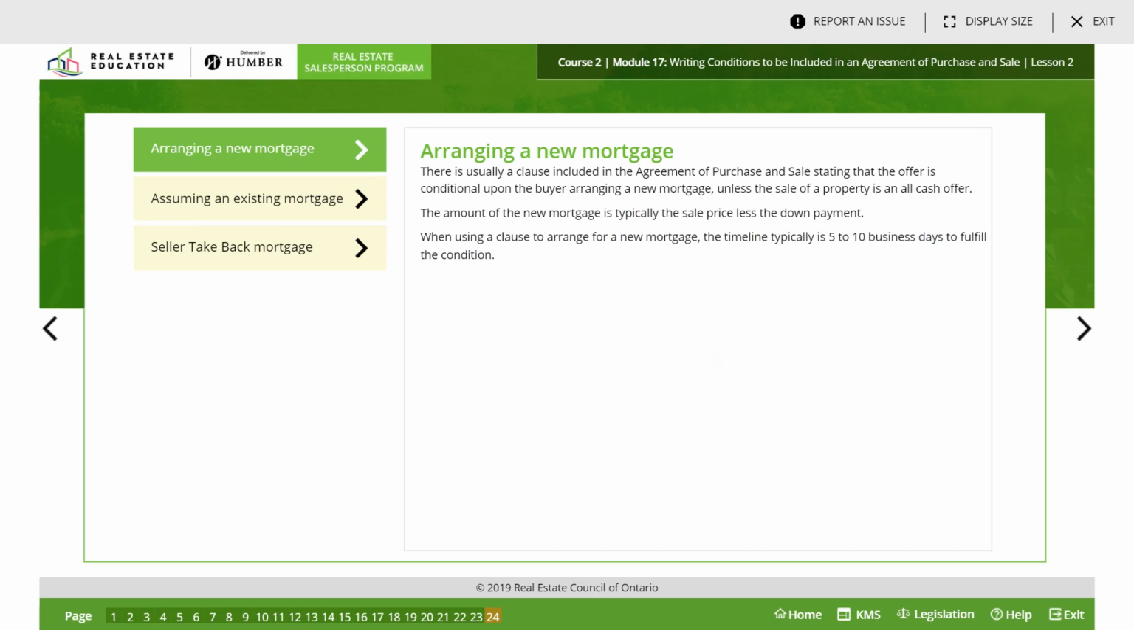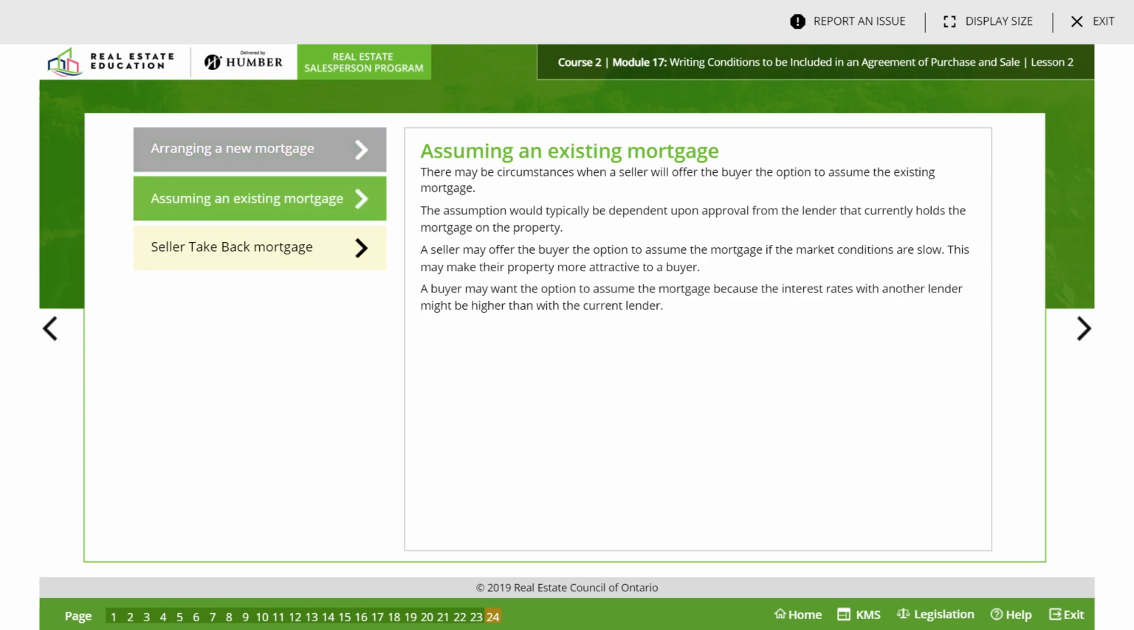Let's go over the summary. Arranging a new mortgage. There is usually a clause included in the agreement of purchase and sale stating that the offer is conditional upon the buyers arranging a new mortgage. Unless a sale of a property is an all-cash offer, the amount of the new mortgage is typically the sale price less the down payment. When using a clause to arrange a new mortgage, the timeline typically is 5 to 10 business days to fulfill the condition.